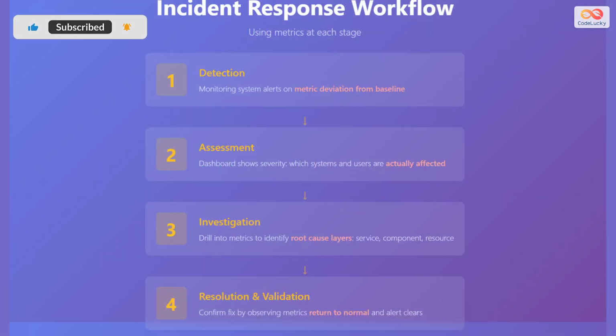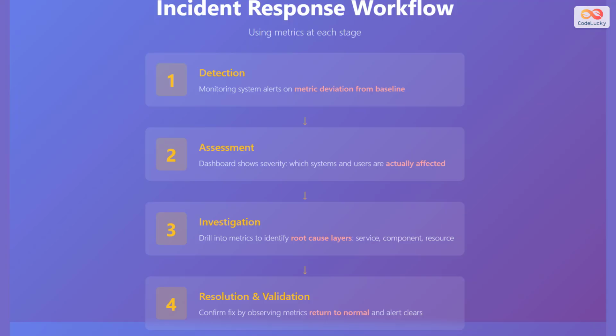Let me tie this all together by walking through the incident response workflow and where metrics fit in. Step 1 is detection. Your monitoring system alerts you when a metric deviates from its baseline. The alert tells you something needs attention. Step 2 is assessment. Your dashboard shows you the severity. Which systems are actually affected? How many users? This helps you decide how urgently you need to respond.